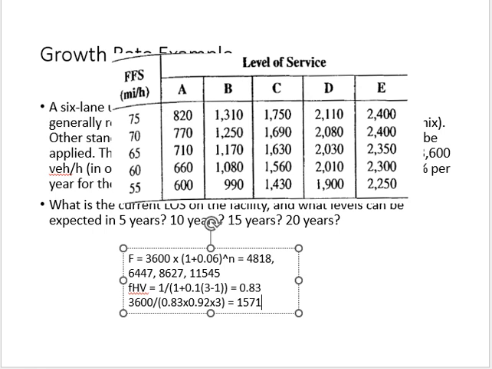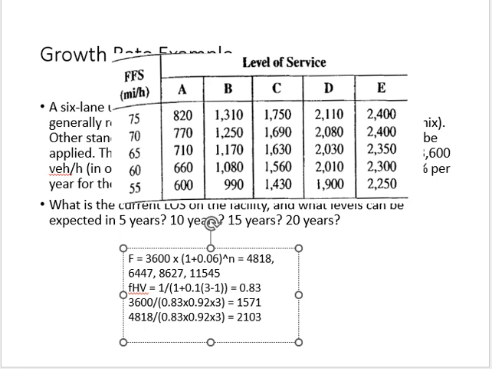Next year, how much? The value is 4818. What is my level of service? Do I still have D? No, I've crossed D, right? So now I have E. Okay, next one.